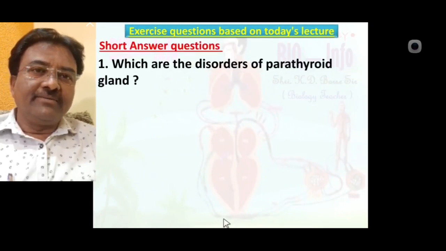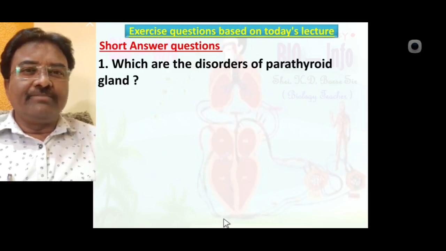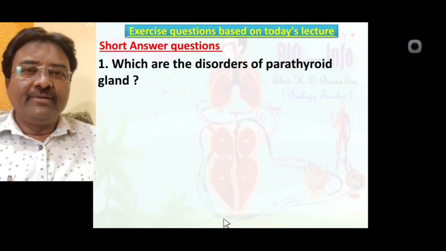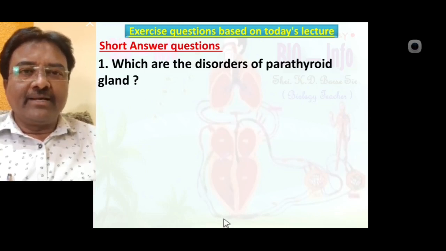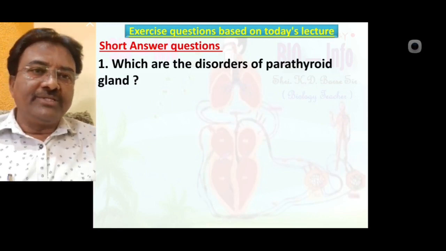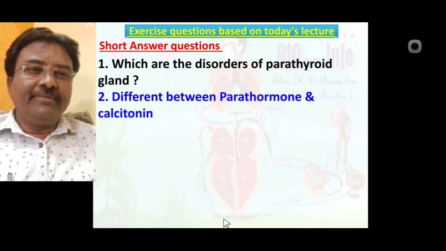Short answer question number 1. Which are the disorders of the parathyroid gland? Yes, there are two disorders of the parathyroid gland. Number 1, parathyroid tetany, also called hypocalcemic tetany. Second, osteoporosis.